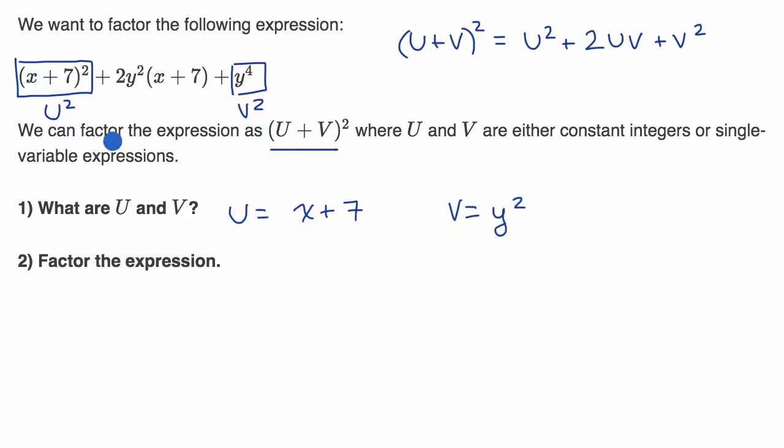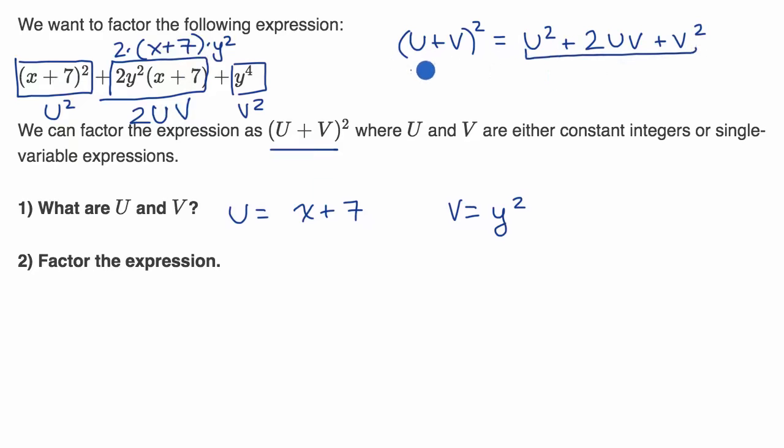Now, they already told us that this can be factored as the expression u plus v squared. But let's make sure that this actually works. Is this middle term right over here truly equal to 2uv? Well, let's see. 2 times u would be 2 times x plus 7, times v, which is y squared. And that's exactly what we have right over here. It's 2y squared times x plus 7. So this kind of hairy-looking expression actually does fit this pattern. You can view it as u plus v squared, where u is equal to x plus 7 and v is equal to y squared.